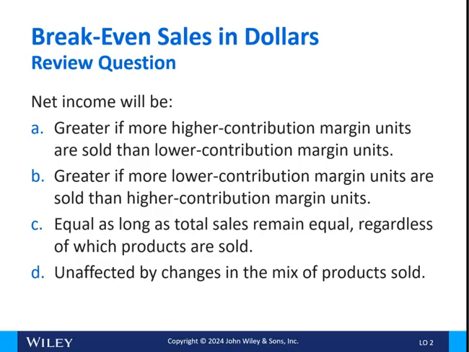Review question. Net income will be A, greater if more higher contribution margin units are sold than lower contribution margin units. B, greater if more lower contribution margin units are sold than higher contribution margin units. C, equal as long as total sales remain equal regardless of which products are sold. Or D, unaffected by the change in the mix of products sold.